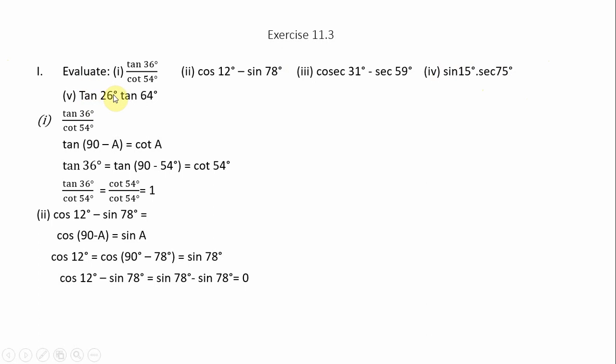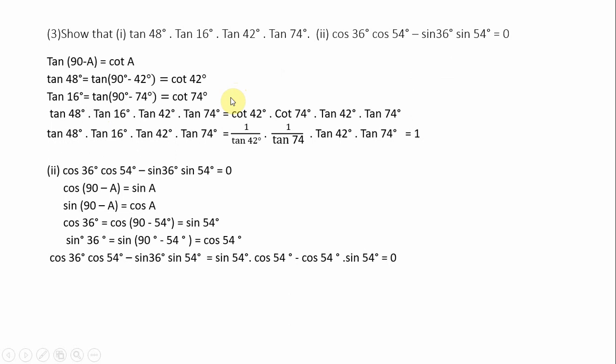Similarly, tan 26 into tan 64. Now, tan 26 can be written as tan 90 minus how much? 64. Tan 90 minus 64 is equal to what? Cot 64. This is cot 64, and this is tan 64. Cot can be converted as 1 by tan. So tan 64 cancels. You are going to get 1. Hope all of you understood, and you are going to write it in your notes.